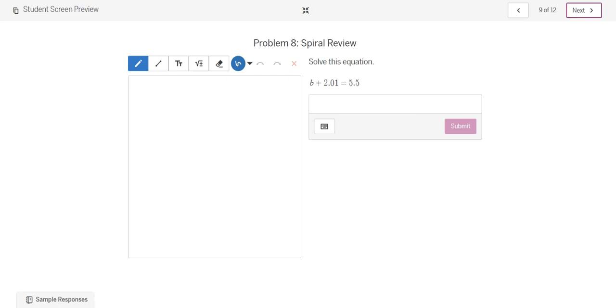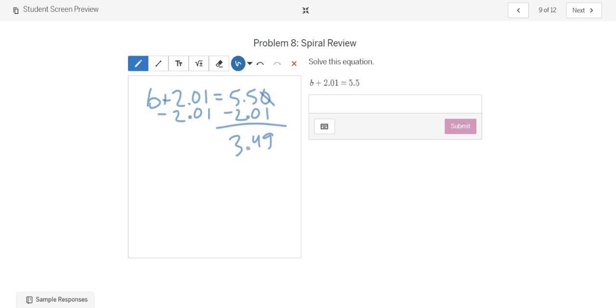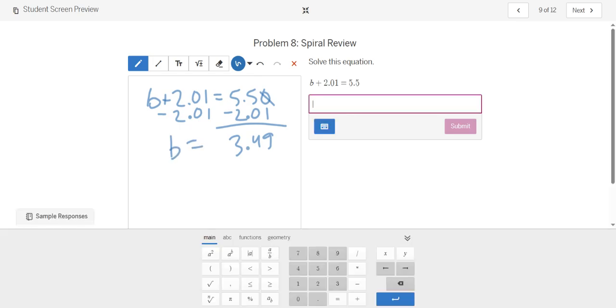Next, okay, b plus 2.01 equals 5.50. Again, I put a placeholder 0. I'm going to subtract 2.01. I get that that's $3.49. So b equals 3.49. Submit.